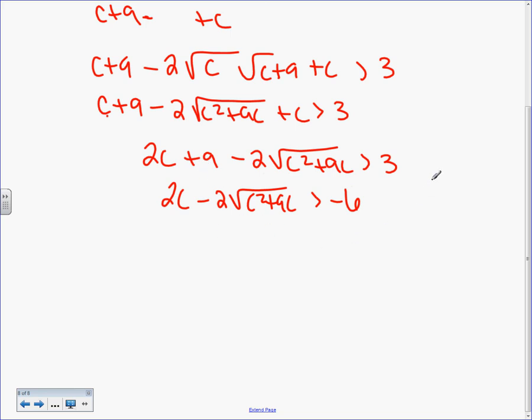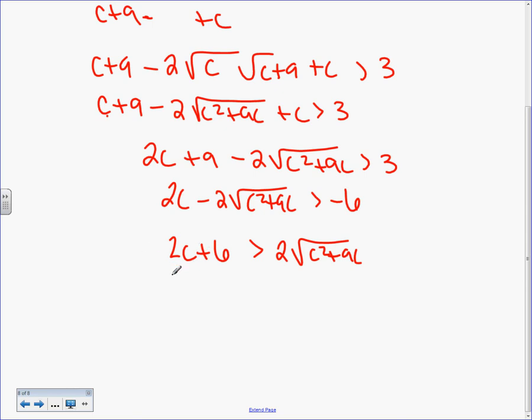Do you get that you have like a million options? That's just what I'm going to do. Okay? So 2C plus 6 is greater than 2 root C squared plus 9C. Okay? So here's what I'm going to do. I'm going to divide everything by a 2, and it's going to be way less nasty. Do you guys get that?